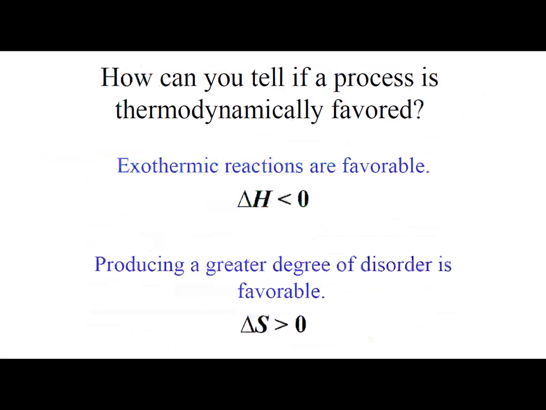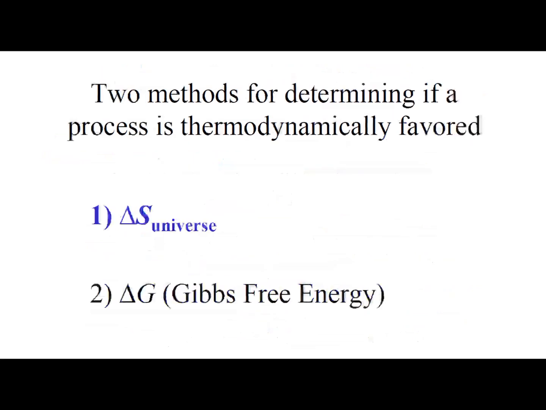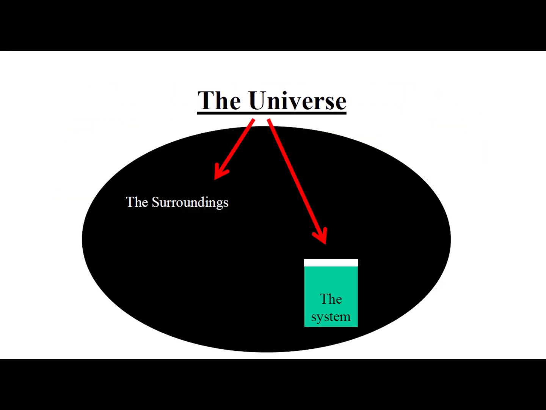So we can tell if a process is thermodynamically favored by looking at the enthalpy. Exothermic reactions are favorable, so a negative delta H, and also to see whether there's a greater degree of disorder, so a positive entropy. So there's going to be two methods. The first is to take a look at the change in entropy of the universe, and we'll review the universe, the system, and the surroundings in just a minute. And then the other way is to calculate the Gibbs free energy of the reaction.